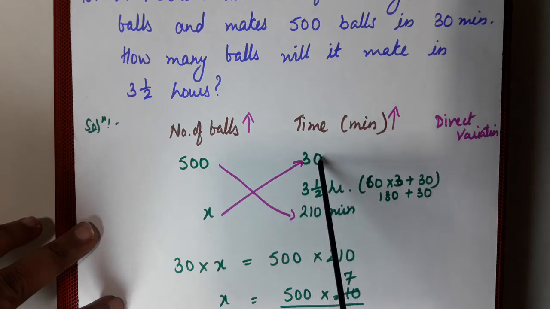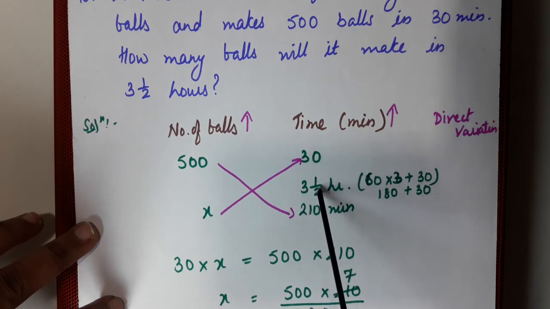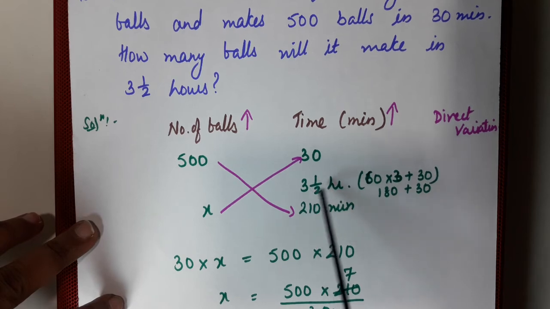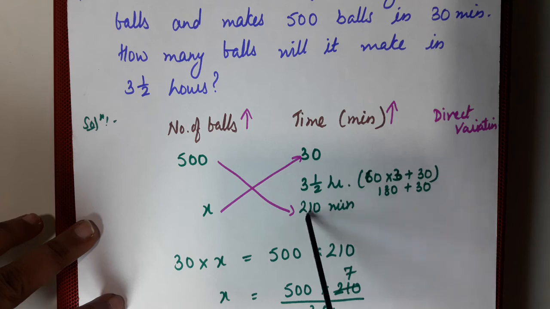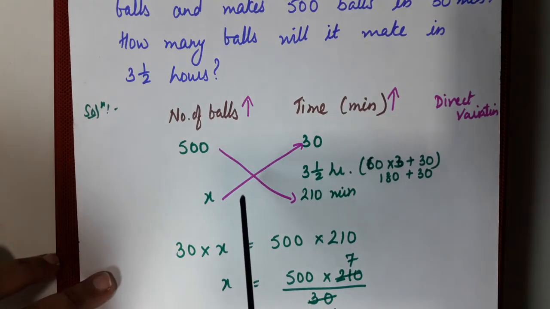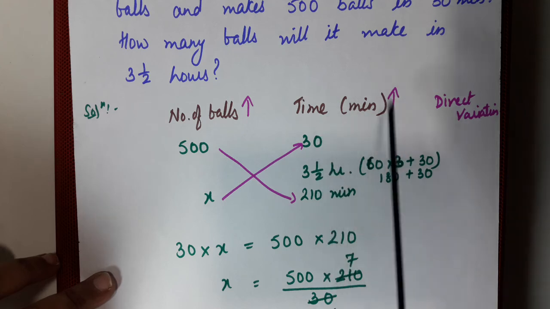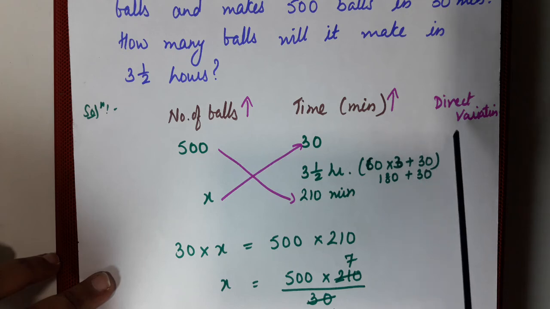So one of them is in minutes. So you need to convert 3.5 hours into minutes. So how do we convert? 3 hours means 60 into 3, that is 180, and half hour means 30 minutes. So plus 30. So 180 plus 30, that is 210 minutes. Is it clear? Okay. Now if you see here, the time has increased, naturally the number of balls which can be produced is increased. So which kind of variation?